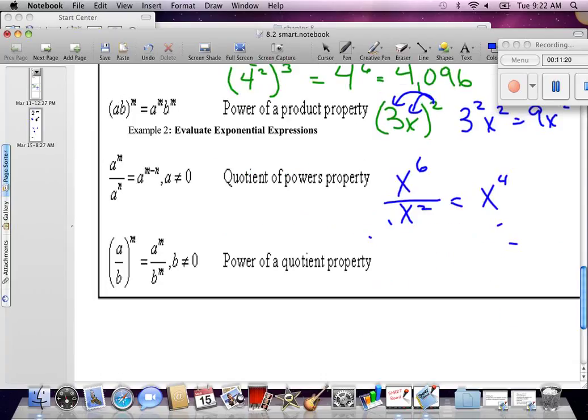Another way to help you understand it a little bit is if you wrote it out, it would be 6 x's on top and 2 on the bottom. What cancels out? These 2, because they're the same. How many are left? 4 x's, and they happen to be on top. You guys understand that? So if you have anything having to do with fraction or you have to divide, you subtract your exponents. Did you do more examples of that?